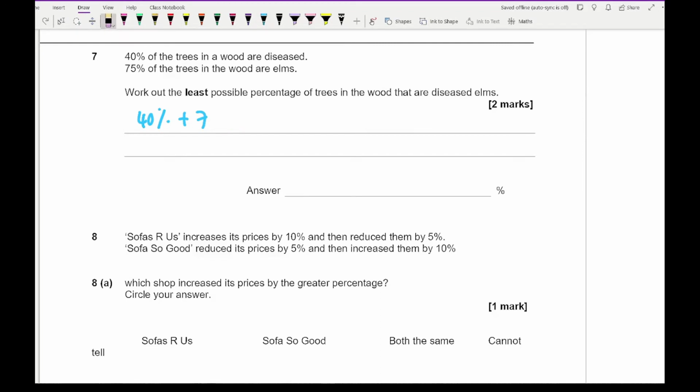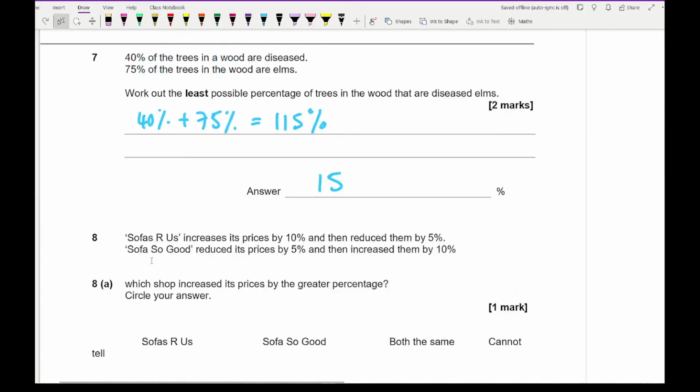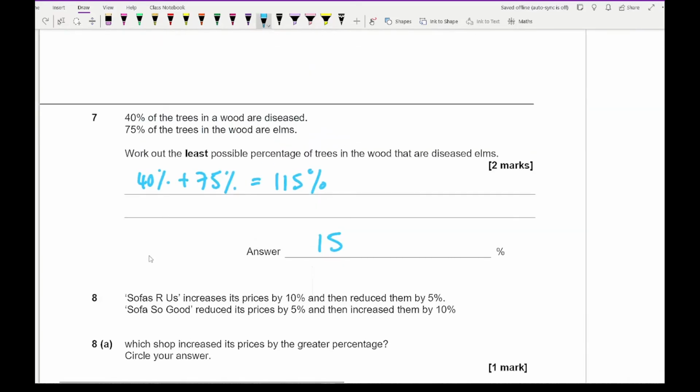Get that back up. 75% equals 115%. And so from this, how much is left over? Well, it's going to be 15%. It's going to be the least amount possible. Let's just add a bit of work in that. Oh yeah, that should be enough. And then obviously 115 minus 100 gives us 15.